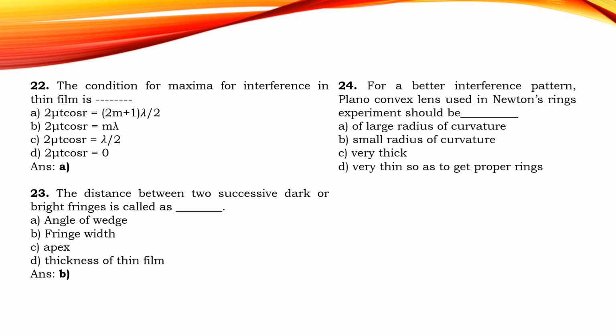Next is for a better interference pattern, plane convex lens used in Newton's ring experiment should be, and the options are of large radius of curvature, small radius of curvature, very thick, very thin, so as to get proper rings. So the right answer is option A, of large radius of curvature.